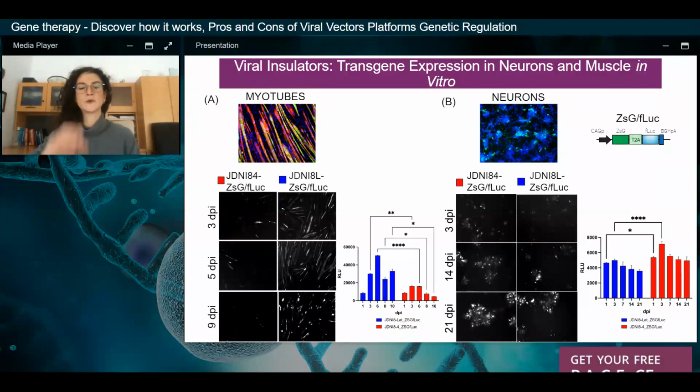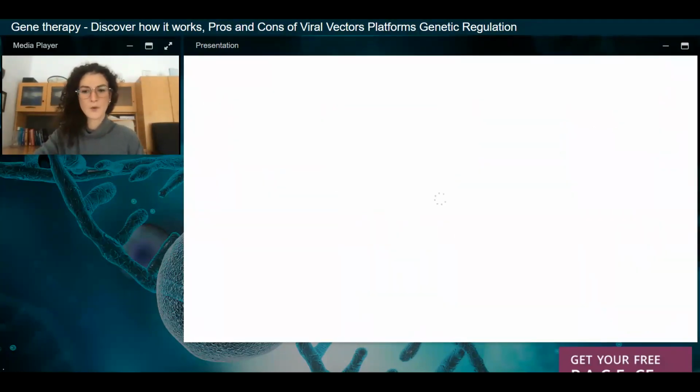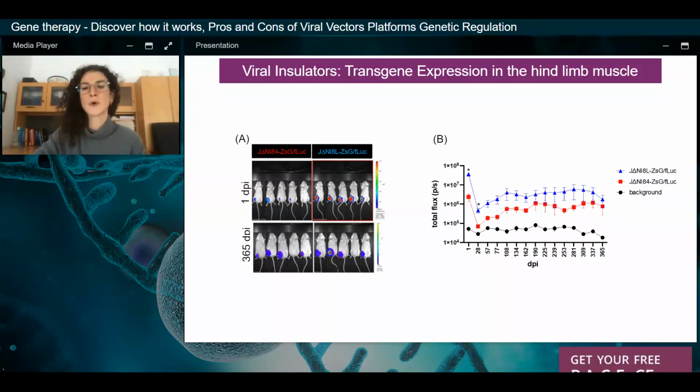So if we deliver these two vectors in vivo, will this change the expression profile? So this slide shows the delivery of these two vectors in the hind limb muscle of BALB/c mice. In A, we followed this animal by in vivo imaging system to quantify luciferase expression over a time course. In this case, I am reporting in the upper panel a representative picture of mice at 1 day post-infection, and on the bottom a year later.